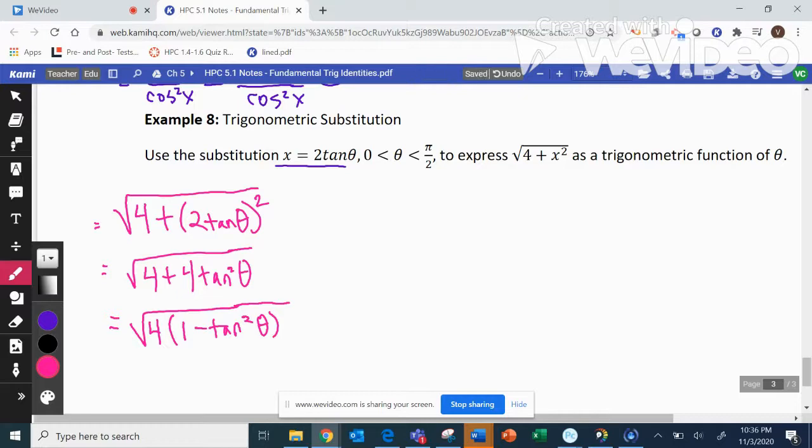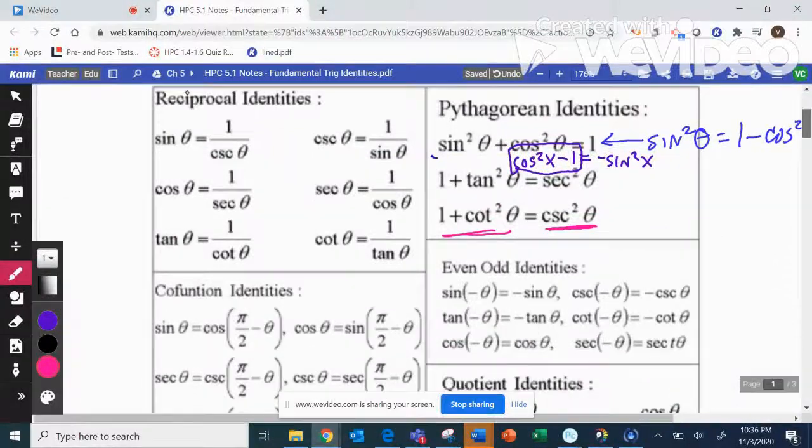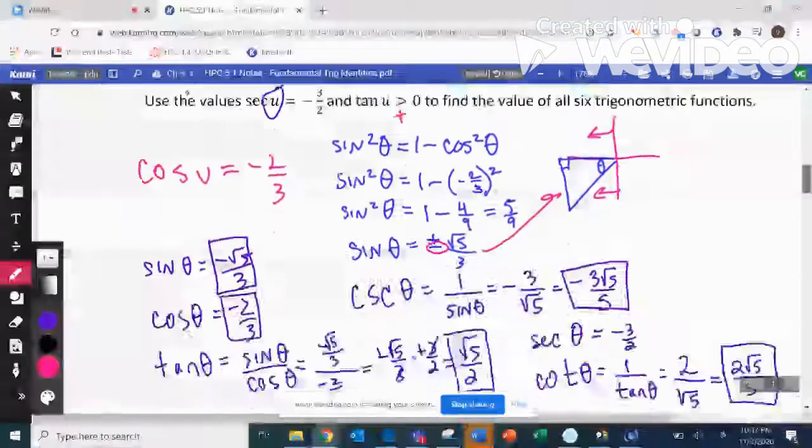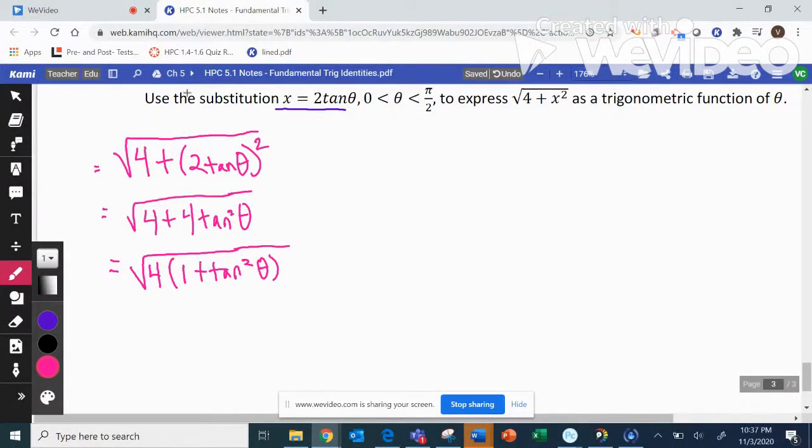If I go to my Pythagorean identities, I use this one right here. 1 minus tangent, oh, I'm sorry, it's 1 plus, I didn't even remember it correctly. 1 plus tangent squared is equal to secant squared theta. So I'm going to substitute that. Oh, it's because I copied it wrong. There we go. 1 plus tangent squared theta is equal to secant squared theta.